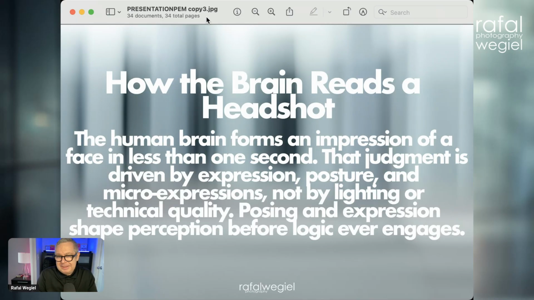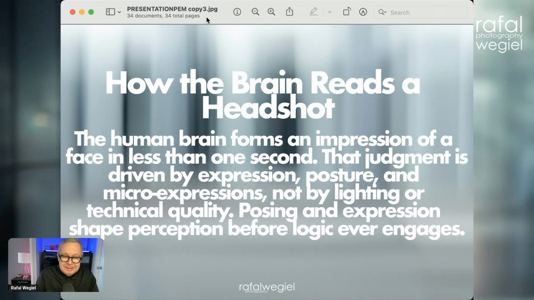So this is what I try to summarize: the human brain forms an impression of a face in less than 1 second. That judgment is driven by expression, posture, and micro expressions, not by lighting or technical quality. Posing and expression shape perception before logic ever engages.